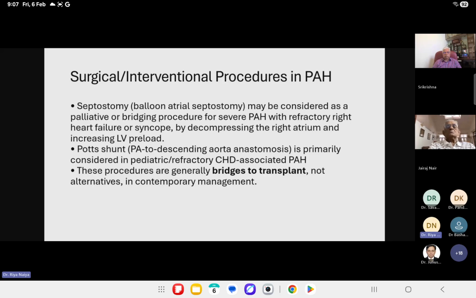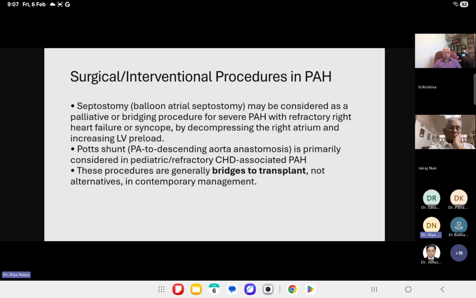Another method is Potts shunt, where we put a PA to descending aorta anastomosis. It is primarily considered in pediatric or refractory CHD associated pulmonary artery hypertension. These procedures are not permanent. They are just bridges to transplant and not alternatives in contemporary management.